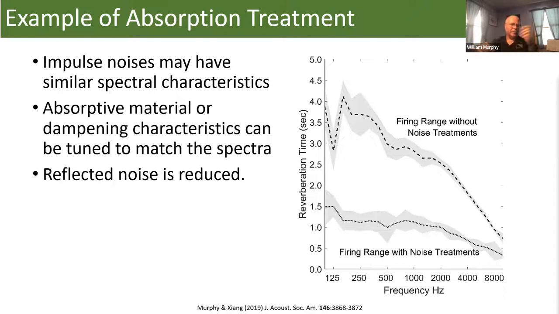They had ceiling tiles like what you see in a classroom. Those were the sorts of tiles that they had glued to the armor plating on the ceiling above where the shooters were. And that just made for a horrendous amount of reverberation. And this graph that you see there without noise treatment, that's the dashed line on the top. A firearm impulse would ring for 10 seconds or 5 seconds in terms of what we were listening to.